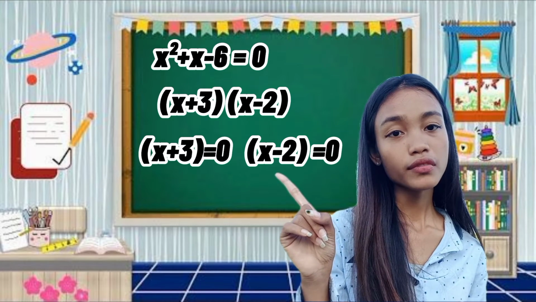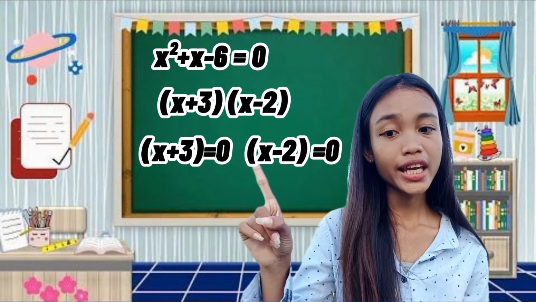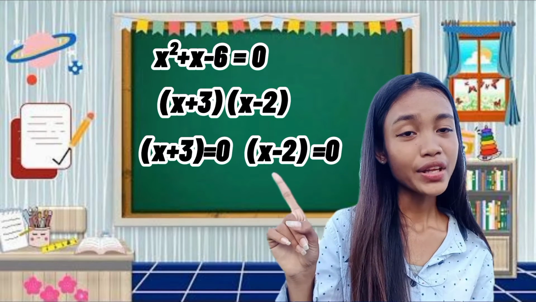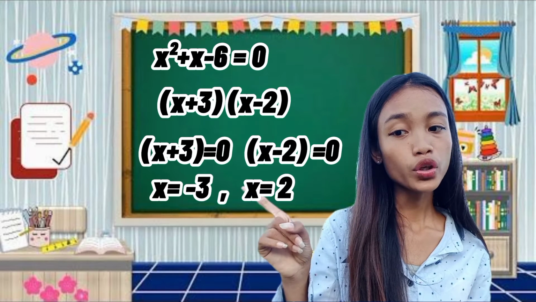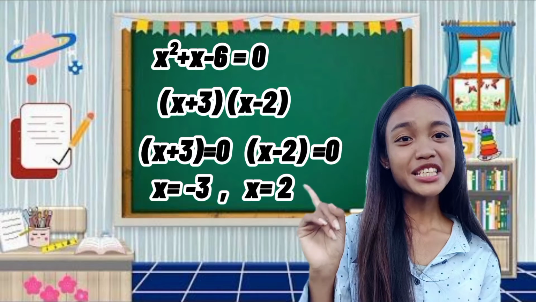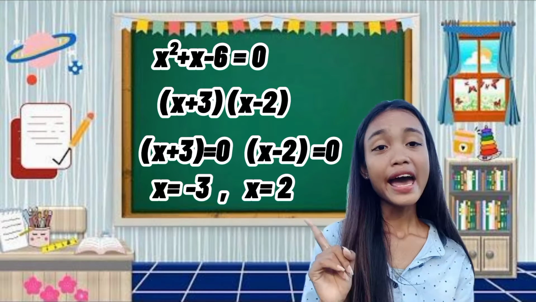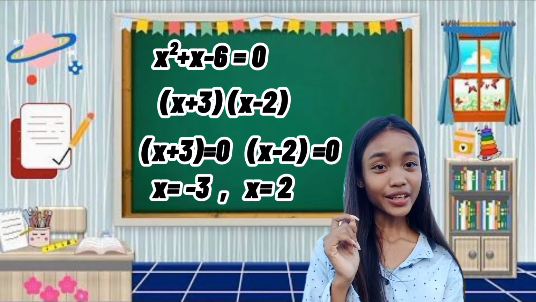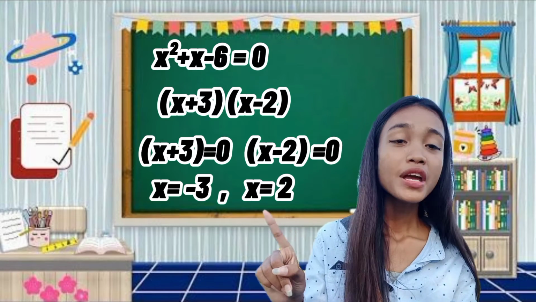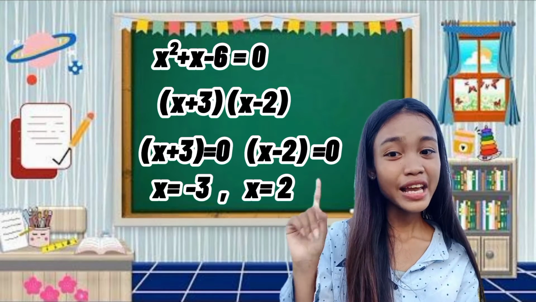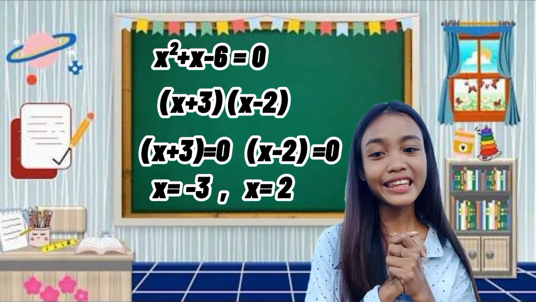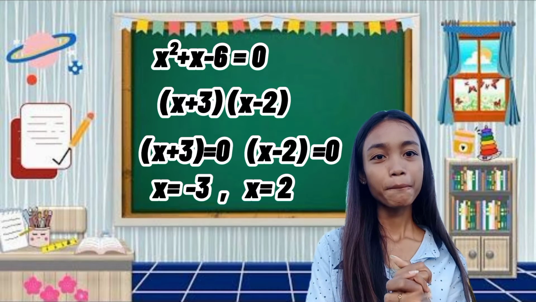So x plus 3 equals 0, and let's put the 3 on the other side. So x is equal to negative 3. The second one, x minus 2 equals 0, gives x equal to 2. So, that is the zero factor property.